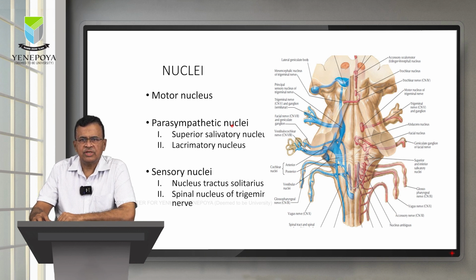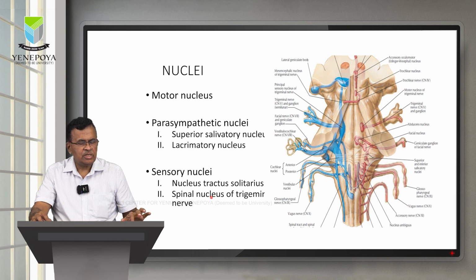The course of the facial nerve: all the nuclei are located in the pons. Facial nerve has 5 nuclei. They are motor nucleus, superior salivatory nucleus, lacrimatory nucleus, nucleus of tractus solitarius, and nucleus of the spinal tract of the trigeminal nerve.